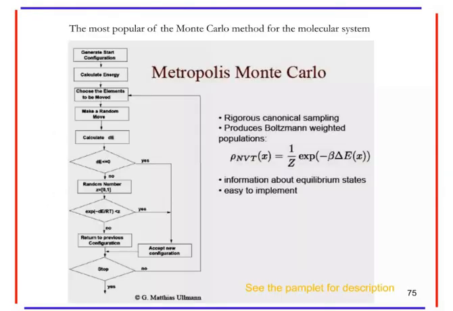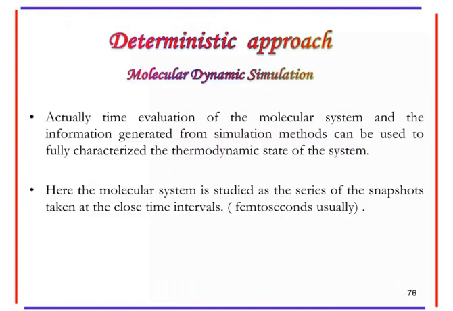So this is the Metropolis Monte Carlo: rigorous canonical sampling that produces Boltzmann-weighted populations and informs about the equilibrium state, and it is easy to implement. The deterministic approach, molecular dynamics simulation, gives the actual time evolution of the molecular system, and the information generated from the simulation can be used to fully characterize the thermodynamic state of the system.